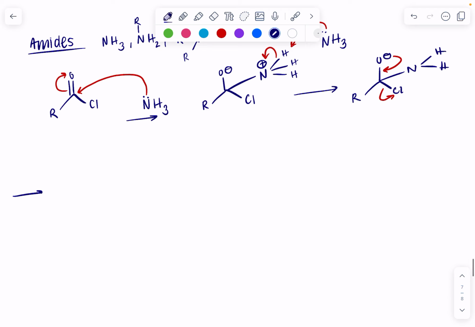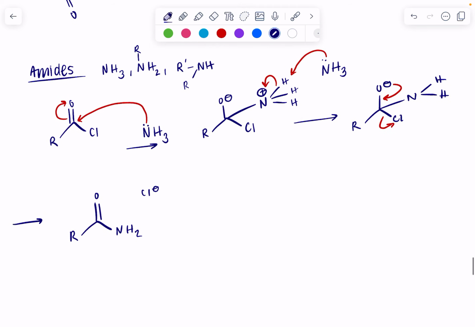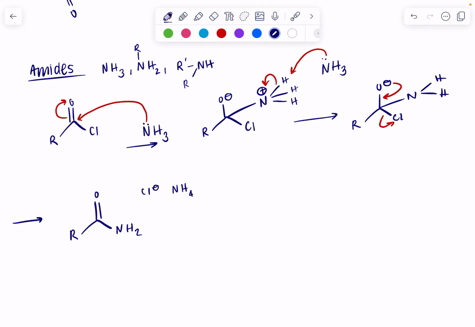So if we come down here, we can see we still have that R group attached. We're not really worried about what that is. We formed our double bond back to that carbon. We have our nitrogen with 2 H's on it, and we've lost a chloride ion out here in solution. We've also formed NH4 plus, so these are going to counter each other. That's good. We formed this amide. This is just our products right here, so this is what we formed. We're in sort of basic solution.